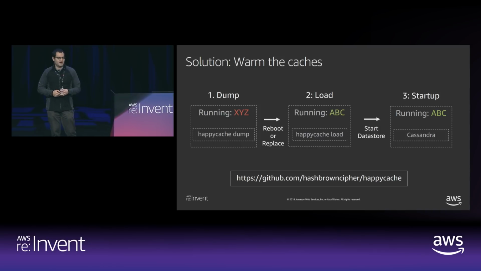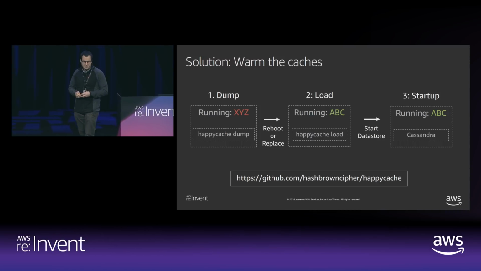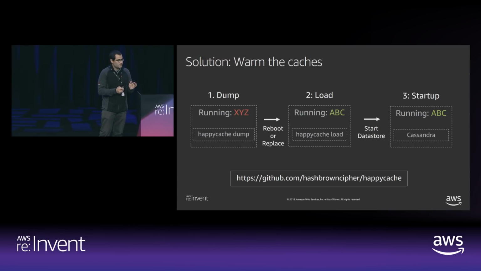When you start your data store in step 3, it comes up as if it had never gone down. And your clients are never the wiser that under the hood, you've completely replaced the hardware out from underneath them. So this is a crucial tool that we rely heavily on in production to ensure that when we're moving state from one instance to the other, we can do so performantly and quickly.